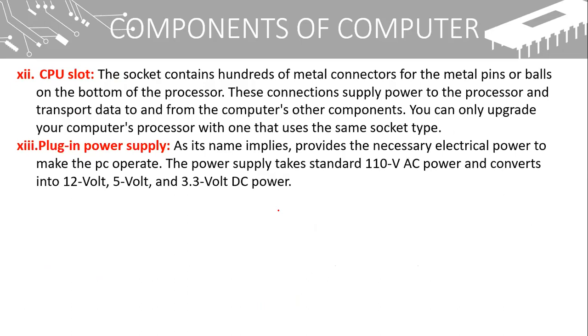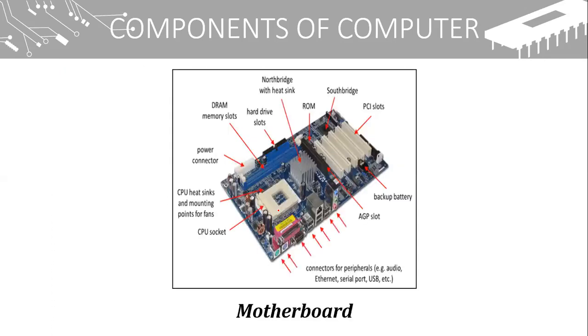So we now have what you know as the CPU slot. The socket contains hundreds of metal connectors for the metal pins or balls on the bottom of the processor. These connections supply power to the processor and transport data to and from the computer's other components. You can only upgrade your computer's processor with one that uses the same socket type. This is the socket we are talking about. You see this white thing here? It is the one that houses the processor.